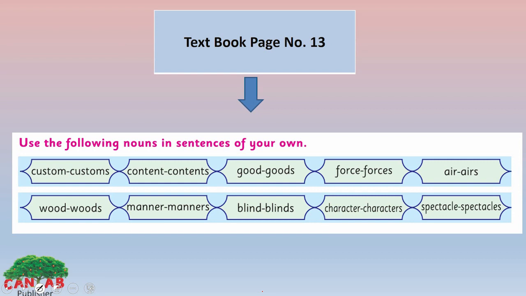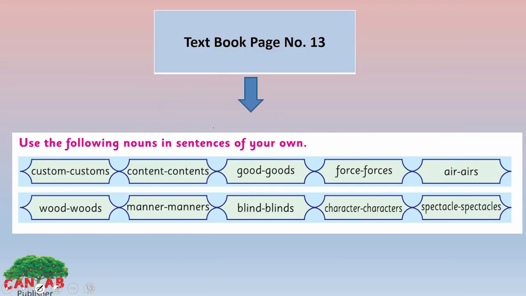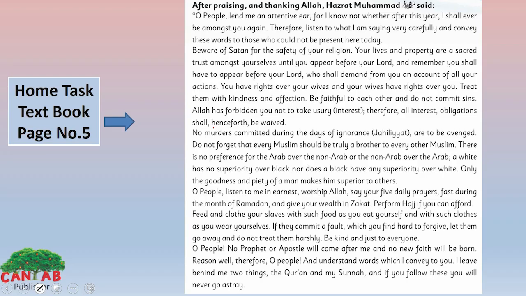Look at page number 13 here. Use the following nouns in sentences of your own. Here on this page, we have the meanings of all the nouns in singular and plural form. What you need to do here on page number 13: first read all the meanings of these words and use them in your own sentences.